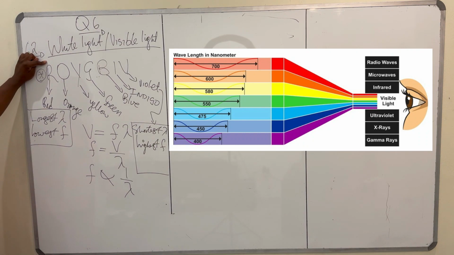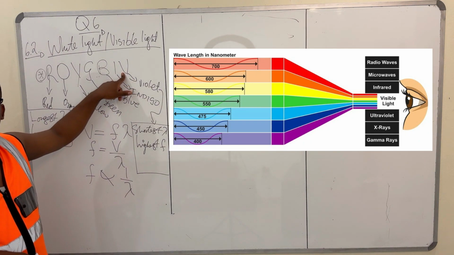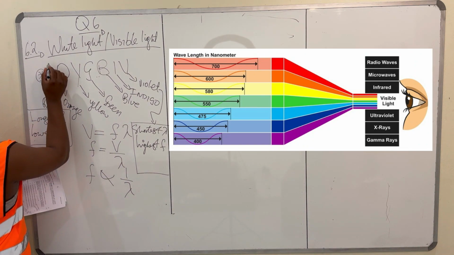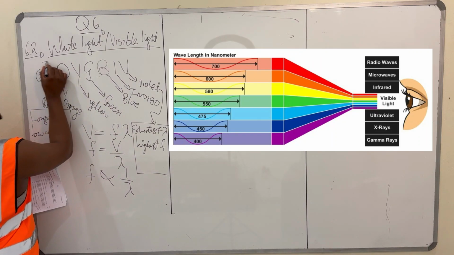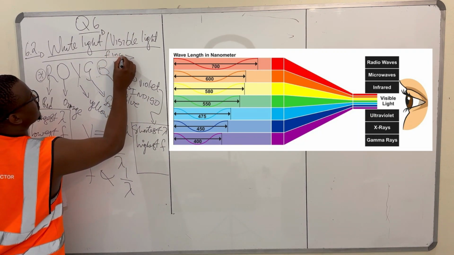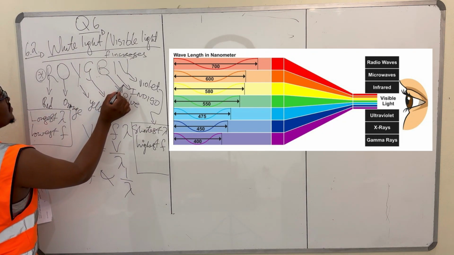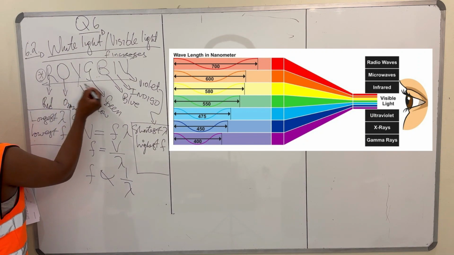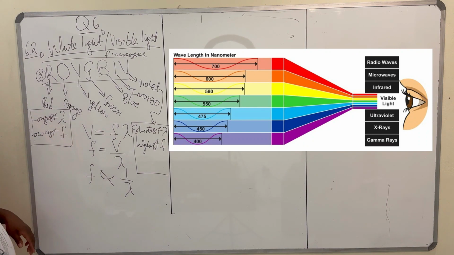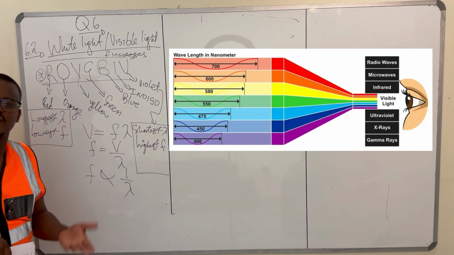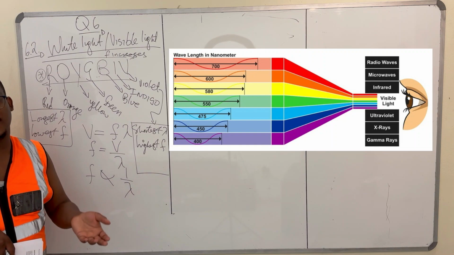So the red of your white light has the longest wavelength and lowest frequency, and the violet has the shortest wavelength and the highest frequency. As you can imagine, your frequency increases from your red color to your violet, and your wavelength increases to the other side. So red has the lowest frequency, and the frequency increases as you go towards violet.